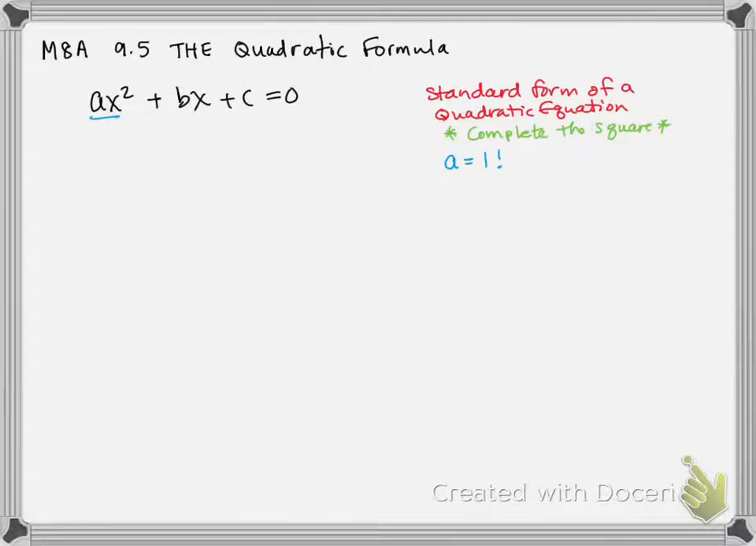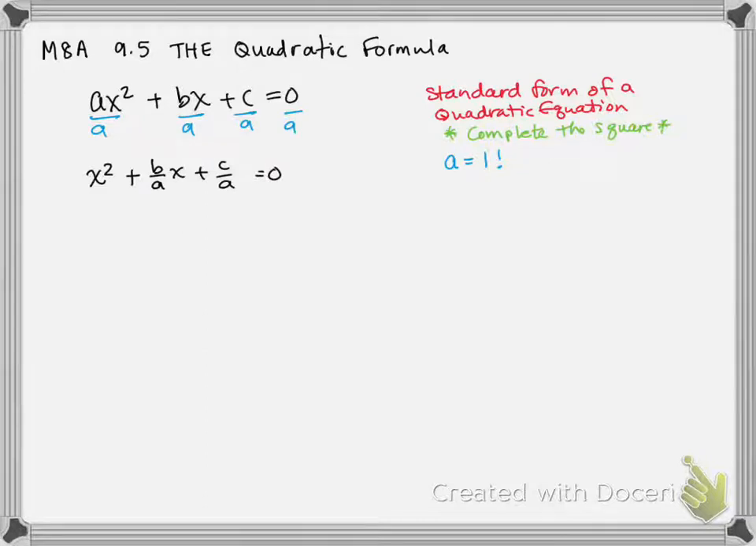Okay, to do that, we're just going to divide everything by a. And by everything, every term, both sides of the equation. So that gives me x squared plus b over a x plus c over a equals 0.